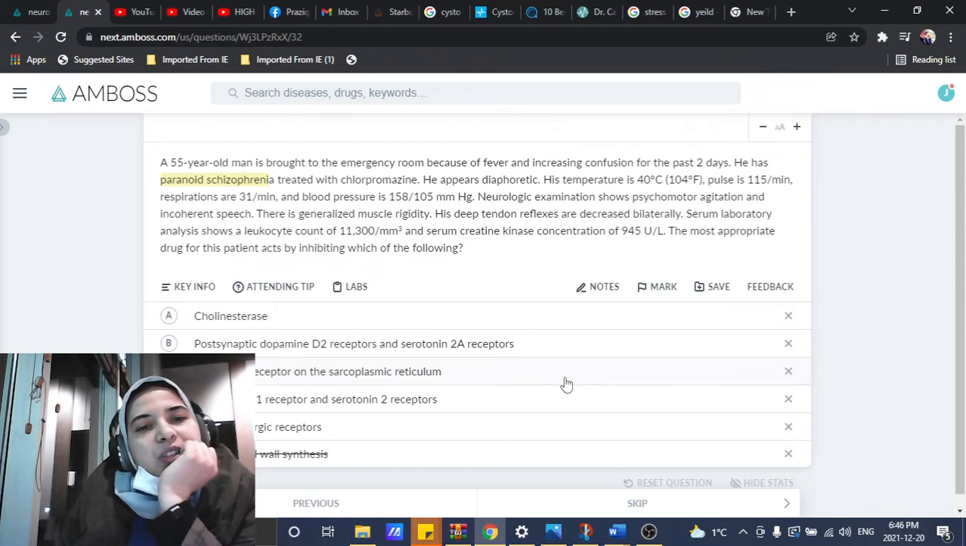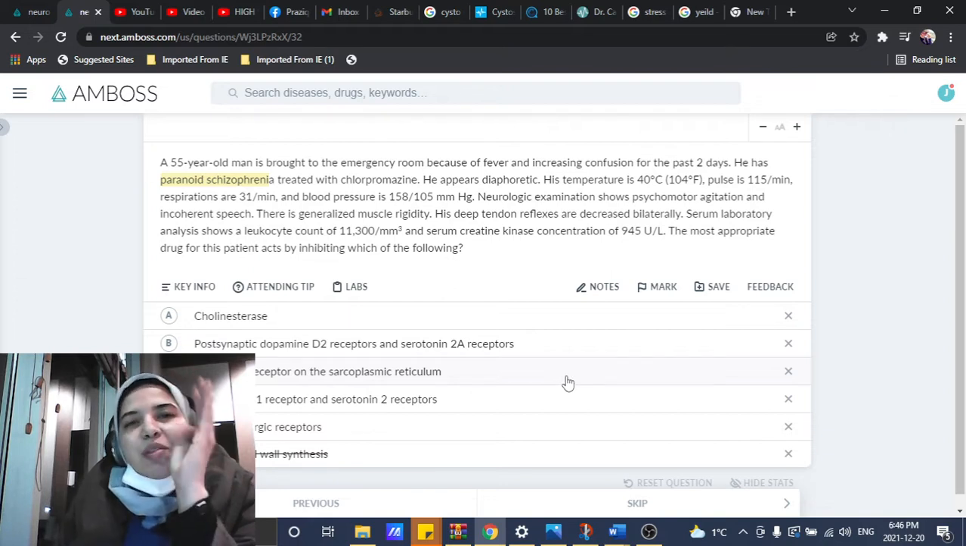The most appropriate drug for this patient acts by inhibiting which of the following? Oh, sorry, I'm overthinking that. Neuroleptic malignant syndrome can be treated with, I believe, dantrolene, just like the other thing that happens with succinylcholine, malignant hyperthermia. So I'm going to go with this.